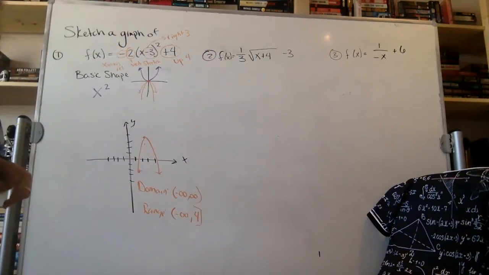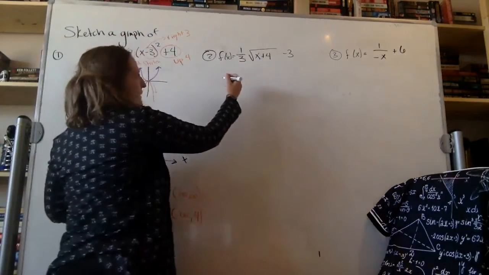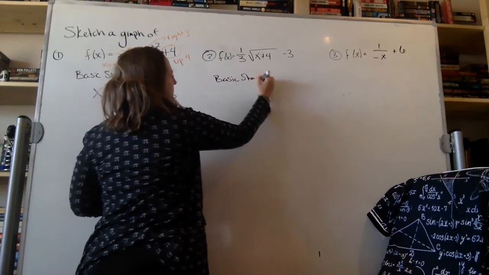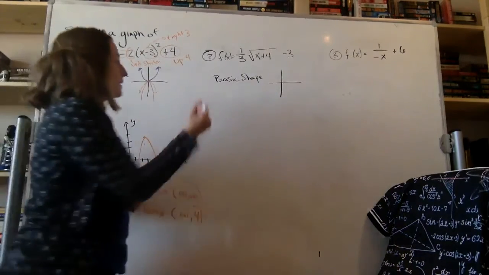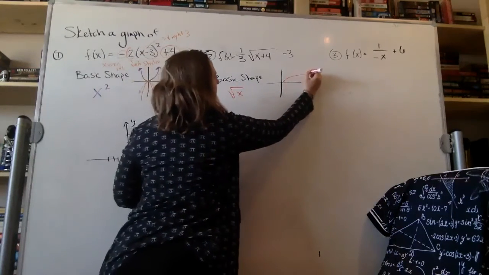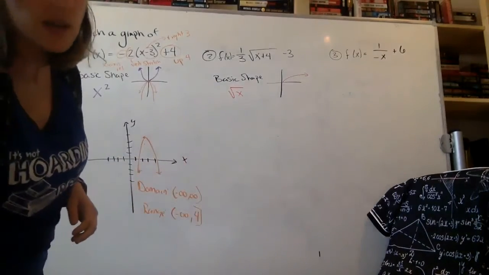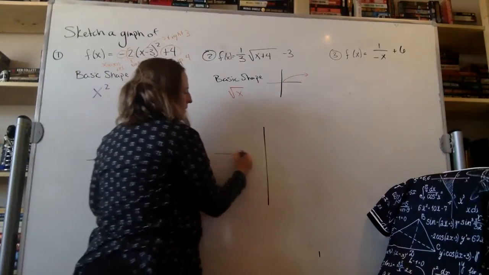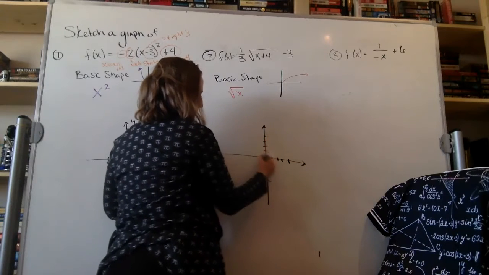Now let's look at our next graph. f of x equals 1/3 times the square root of x plus 4, minus 3. So again, the first thing we want to do is think about the basic shape. What is the basic function that we're transforming here? Well, we're transforming the square root of x graph, and the square root of x has this basic shape. Now we're going to think about what transformations we've applied to this graph, and we're going to use those transformations to sketch the transformed graph.